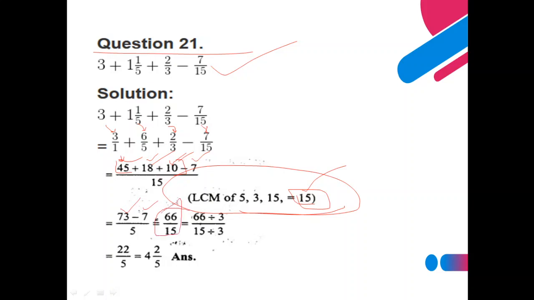So we find 66 by 15. 66 upon 15 we will cut directly, or we divide it by 3. Use either method, show the division by 3, or you can cut directly. Now we find 22 upon 5, that we have to convert into a mixed fraction, 4 and 2 by 5. So that's all for today. I hope you all understood.